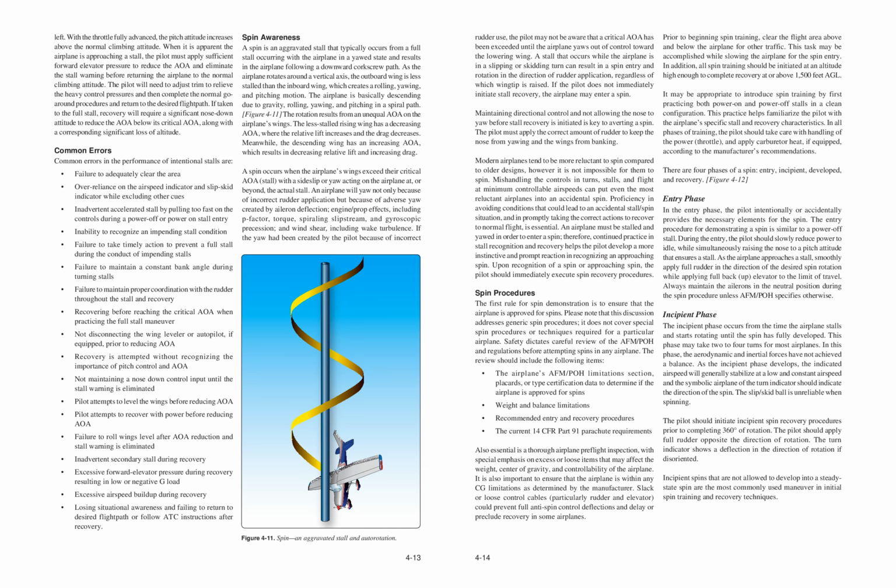An airplane will yaw not only because of incorrect rudder application but because of adverse yaw created by aileron deflection, engine/prop effects, including P-factor, torque, spiraling slipstream, and gyroscopic precession, and wind shear, including wake turbulence. If the yaw had been created by the pilot because of incorrect rudder use, the pilot may not be aware that a critical AOA has been exceeded until the airplane yaws out of control toward the lowering wing. Figure 4-11. Spin, an aggravated stall in auto-rotation.